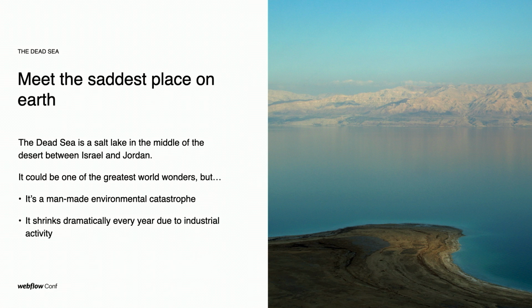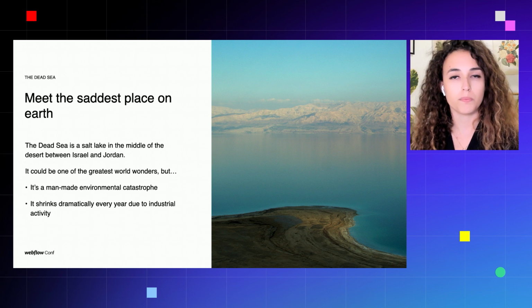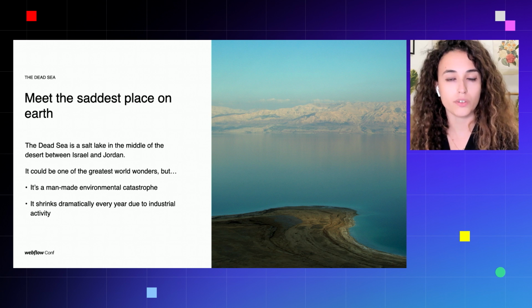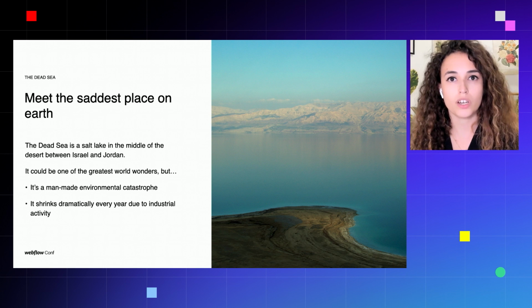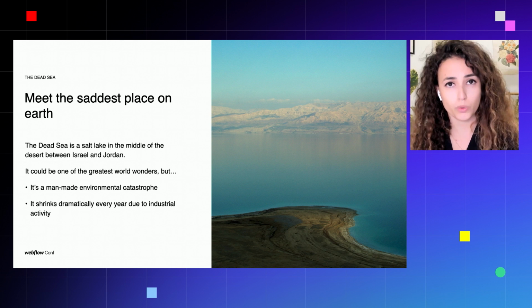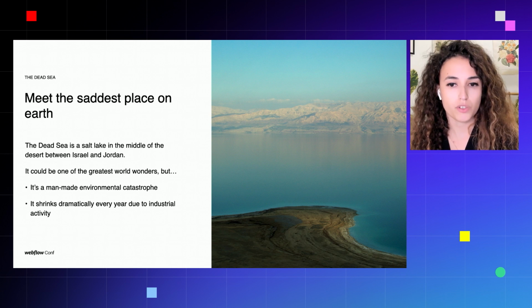So please meet, or if you haven't met yet, the saddest and the lowest place on Earth, the Dead Sea. This is a beautiful salt lake lying in the desert between Israel and Jordan. The border actually crosses in the middle of the sea. And this place is a true natural wonder. It used to be one of the greatest world wonders, but in fact, it became a man-made environmental catastrophe.